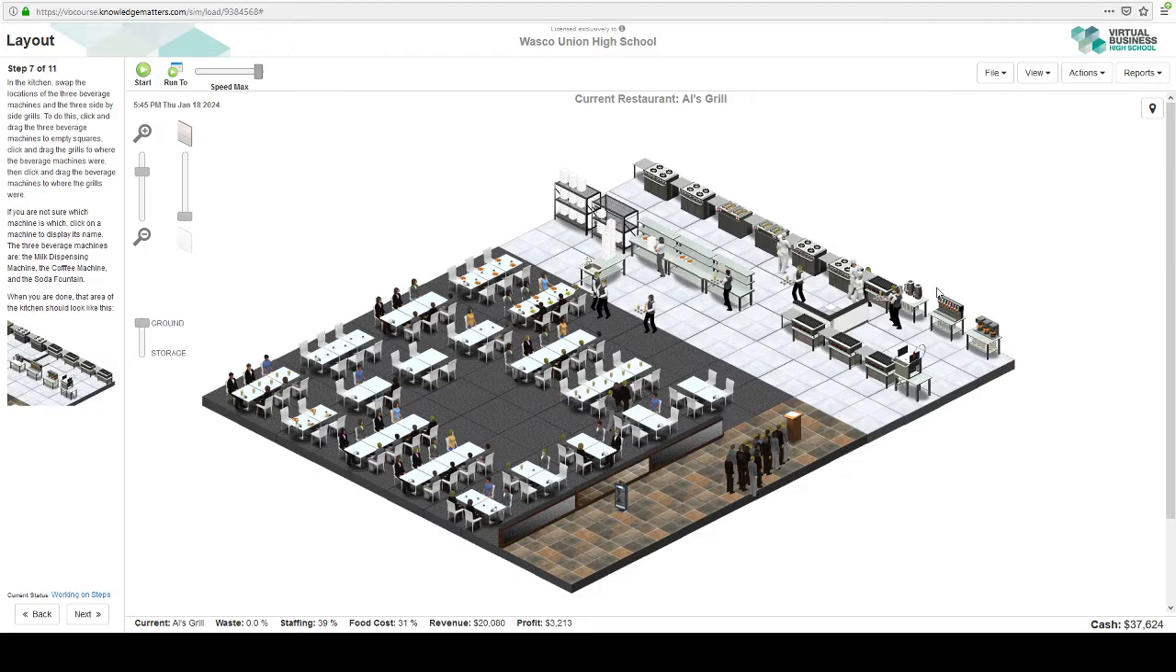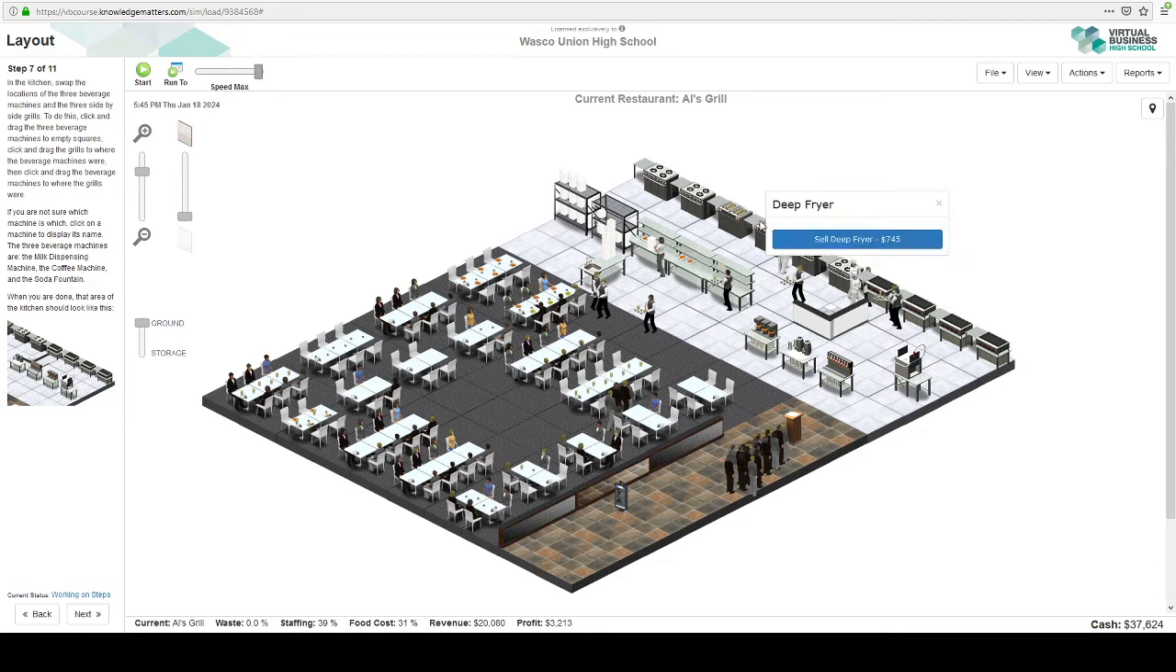All right, so they want us to organize the kitchen the same way that they have organized their kitchen. So let's move these. The beverage station should actually be in this vicinity, so let's move the beverage stuff over here. Let's put our grills over here. And if you click on it, you can see what it is. This is our grill. This is our stove. These are our fryers.